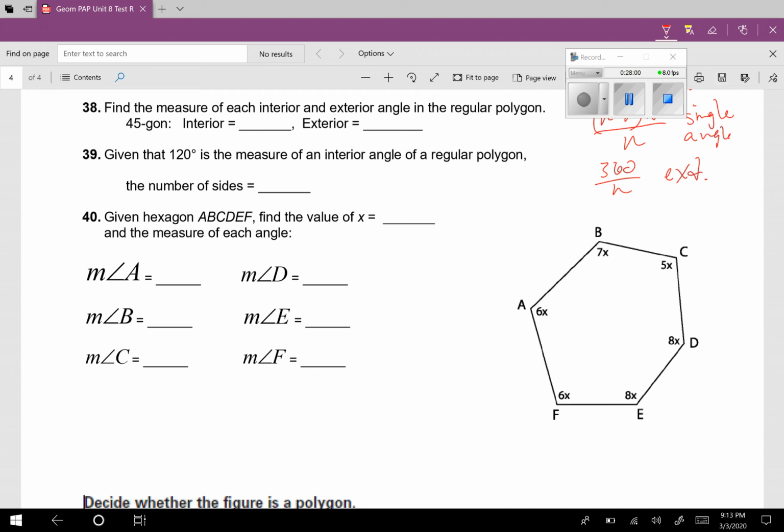Okay, on this one, number 40, this is a two-step problem. Step 1 is to do the n minus 2 times 180 and find out what the total should be. And then step 2, we're going to add all these things together and set it equal to what you get from step 1. So we have 12x plus, and then 7 and 5, that's another 12. And then we have 8 plus 8, so that's 16x. And it's equal to some number, and then you can solve that for x.